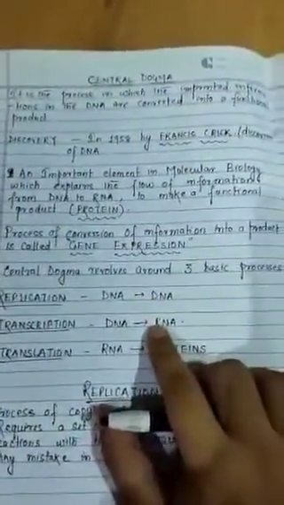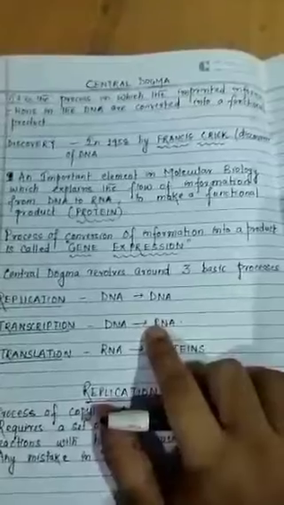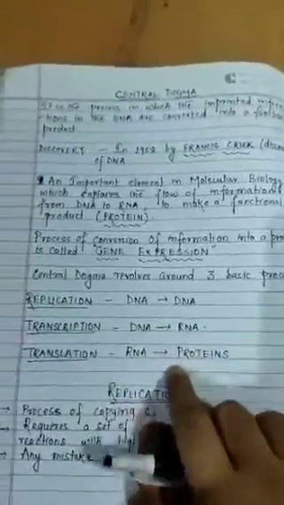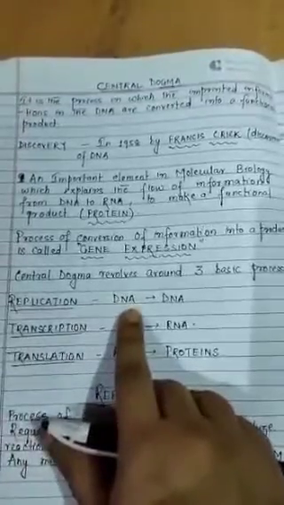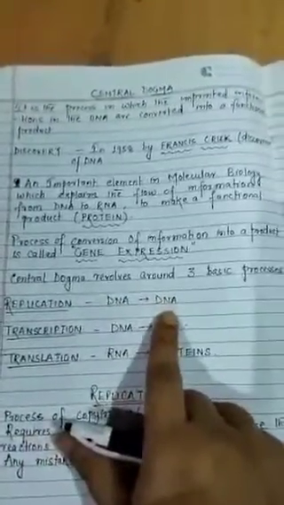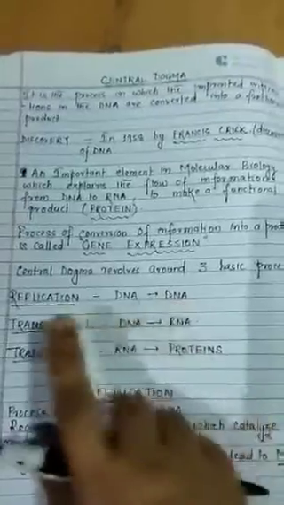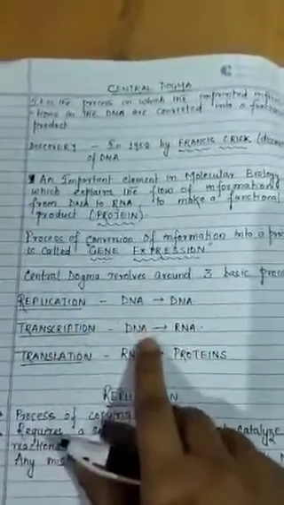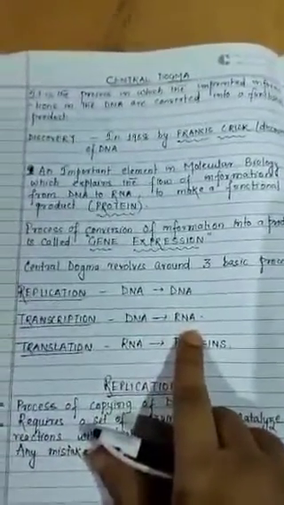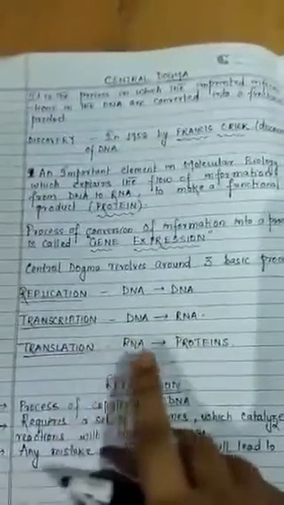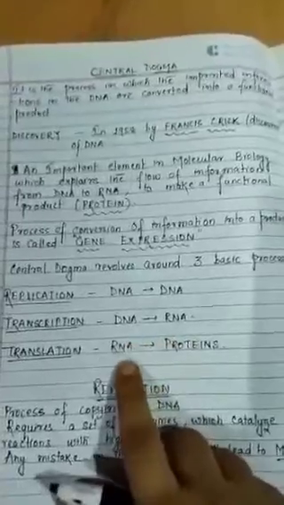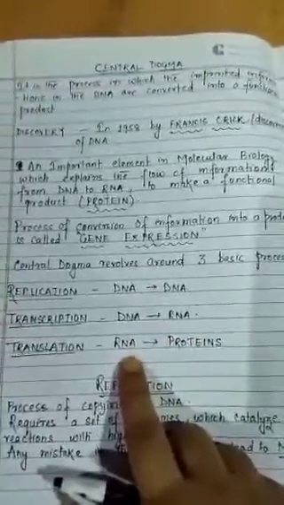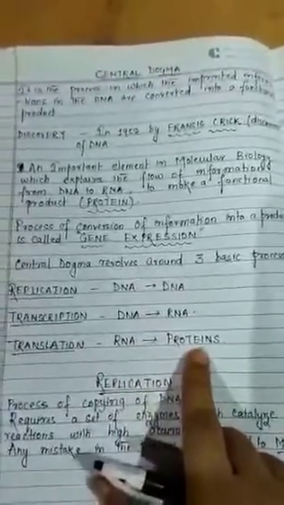So basically, in central dogma, we will be reading three important processes. Replication, in which DNA is converted to its own copy. Transcription, where DNA is converted into RNA, and translation, where RNA is converted into proteins. That means the information encoded in the RNA is converted into proteins.